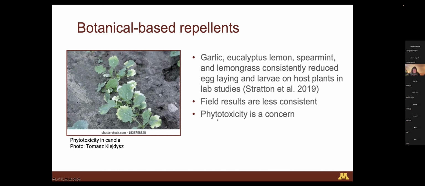But phytotoxicity is also a concern. This is just a stock photo example, but this is what phytotoxicity might look like. So some of these compounds are oil-based, and then you get a negative plant response to them. So that's a constraining factor with some of these repellents.